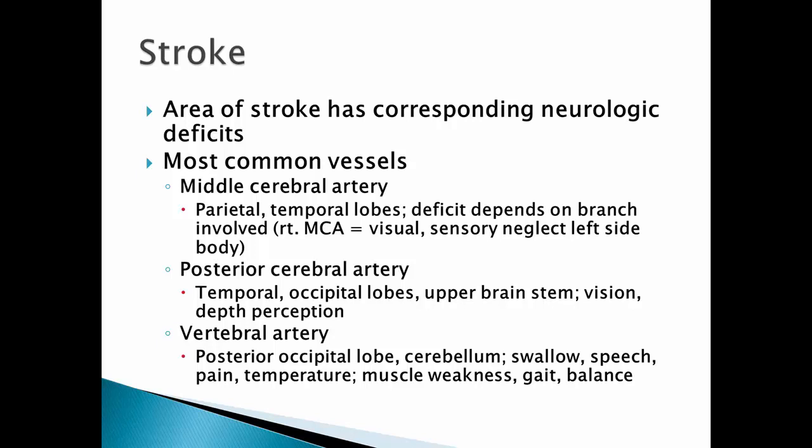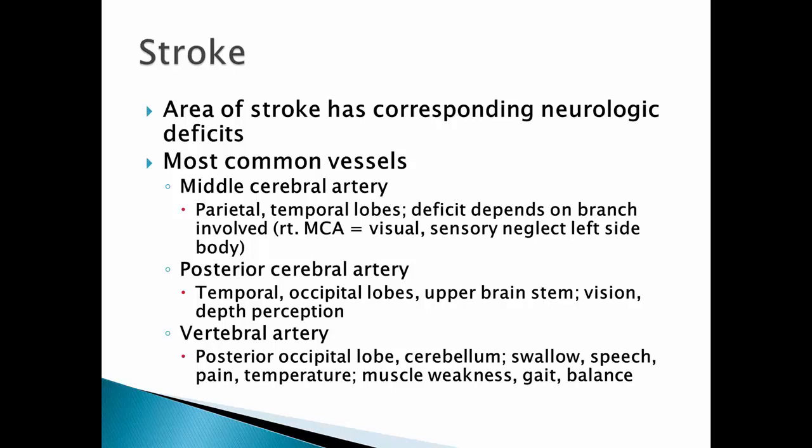We know that at its core, as with a heart attack, a brain attack means that the blood supply to an area of the brain is unable to meet the metabolic demands of that brain tissue. We know then that the area of the stroke has a corresponding neurologic deficit. So when we think about stroke, we have to think about a lot of different levels. We have to think about the vessels. We have to think about the area of the brain, so we have to think about the lobe. And we also have to think about which side of the brain may be affected. So let's go through all three of those and talk about some of the common areas.